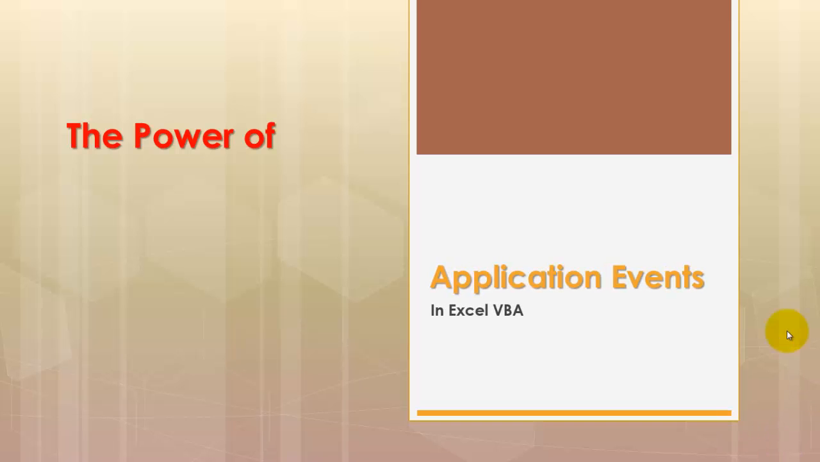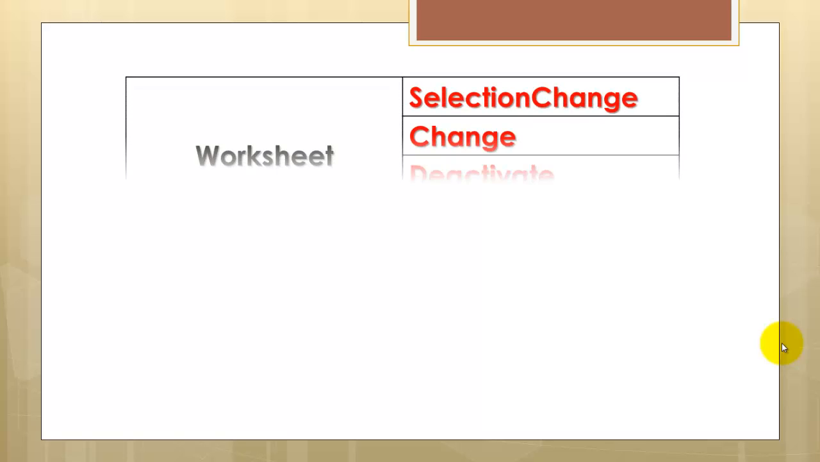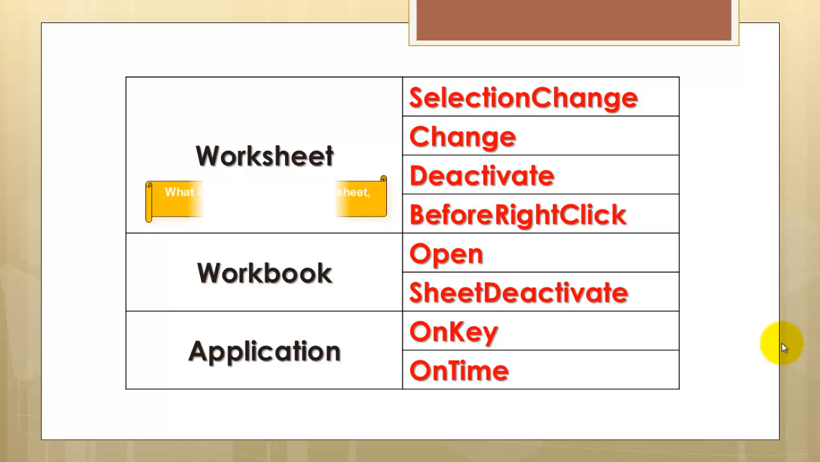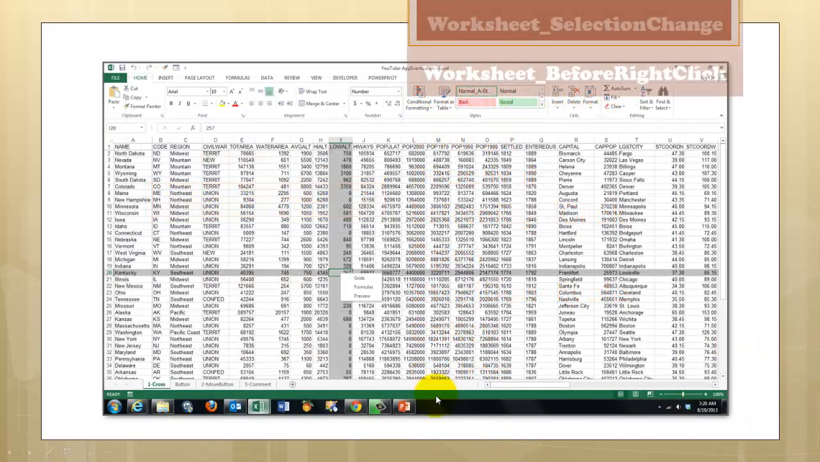What is the power of application events in Excel VBA? Here are a few application events. The worksheet can go through a selection change event, through a change event, etc. Workbooks go through an open event, etc. I'll give you a few examples.